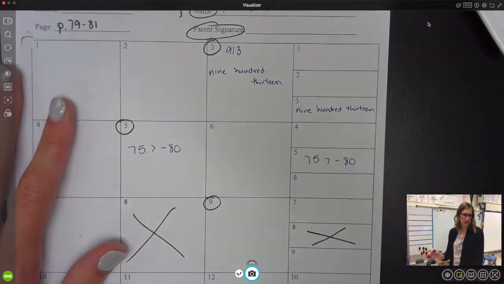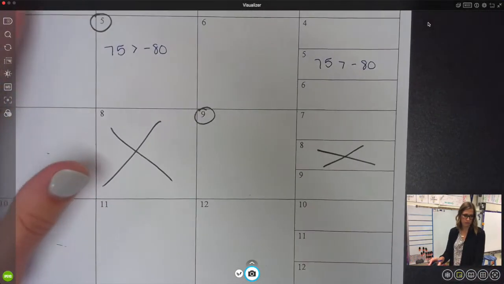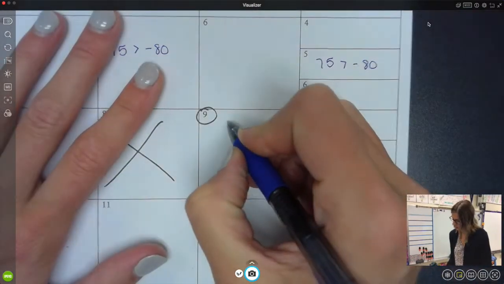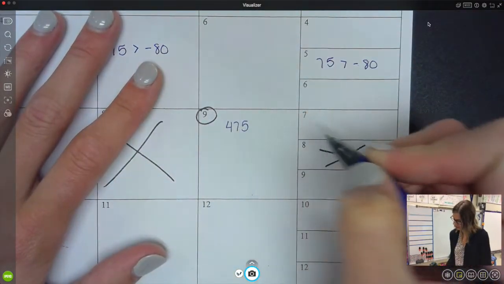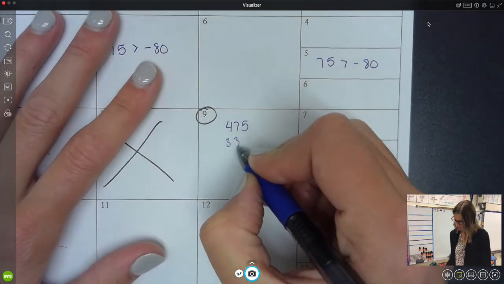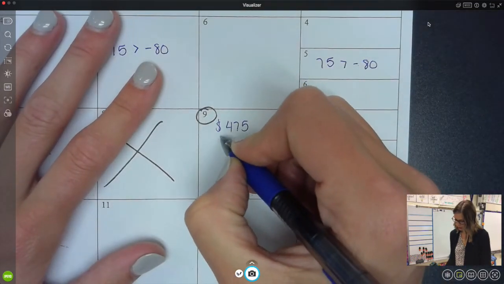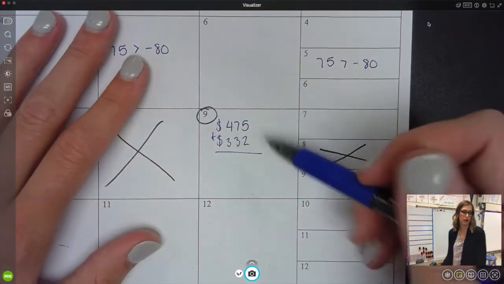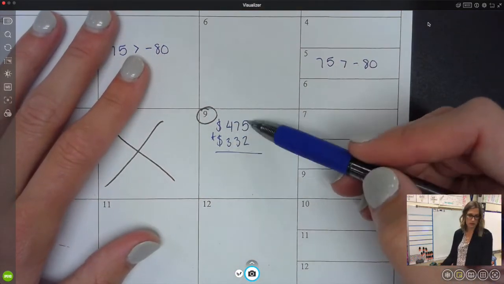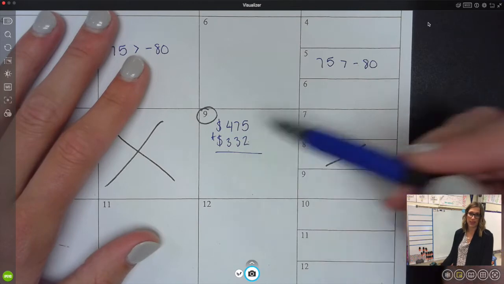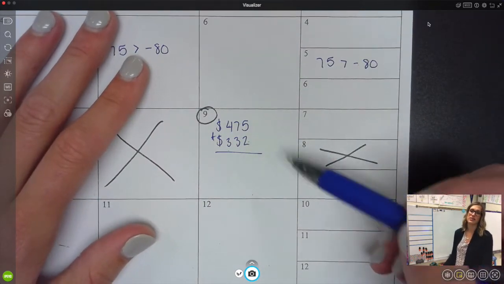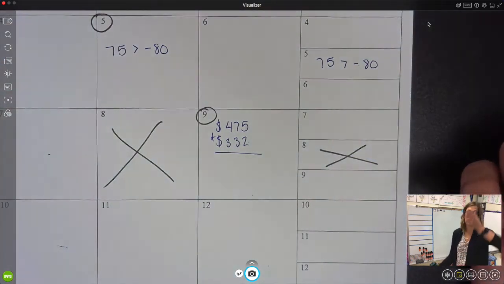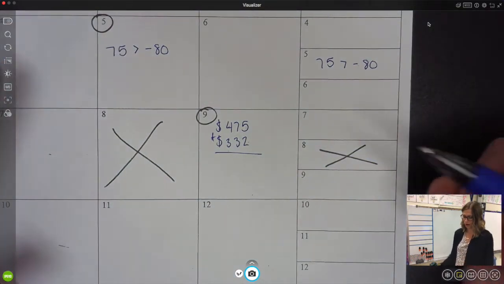Let's look at number 9. Number 9 says $475 plus $332. Now, what I wanted to show you with this one is make sure that these are lined up, hundreds on top of hundreds, tens on top of tens, ones on top of ones. When we get into problems that have different amounts of digits, you got to make sure that you start with the ones lined up on top of each other so that you can stay in those straight lines and help get that problem right.